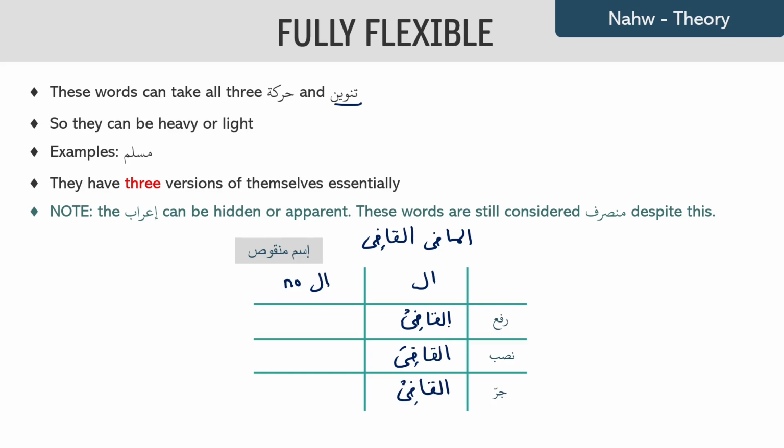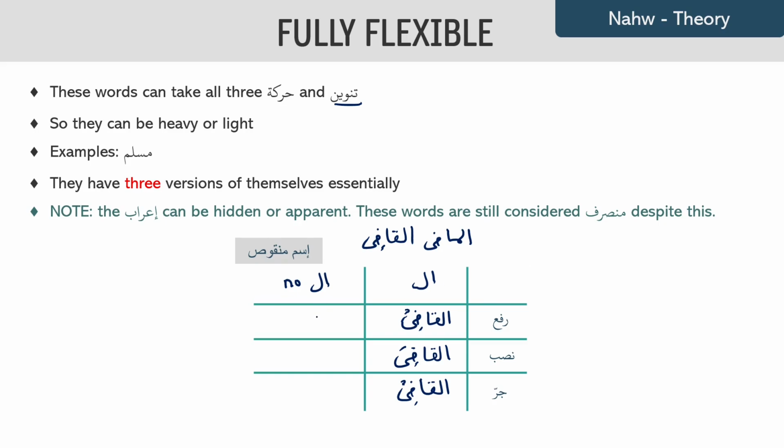So you see that in halat al-rafa and jar, these words actually look the same. So you might be tempted to say, oh well, then this word is not fully flexible because it doesn't take all three harakat. But in theory, it does, because we say that the i'rab of these words is hidden, which is why we still consider them to be munsarif.